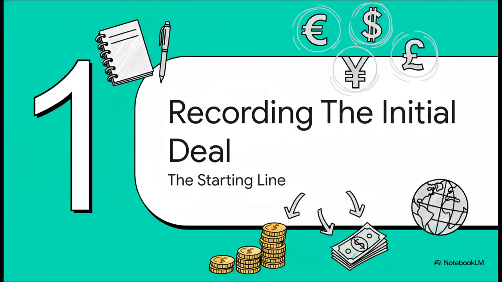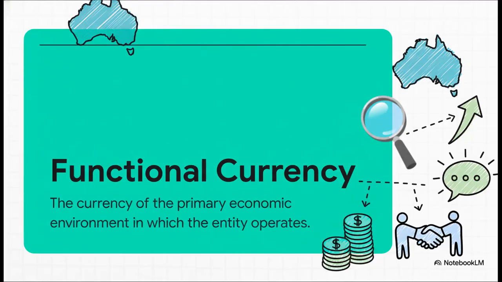All right, so let's start at the beginning. Section 1, recording the initial deal. This is the starting line. Before a single dollar or pound or euro changes hands, a number has to get put on the books. But which number? And in what currency? First up, we've got to understand what a company's functional currency is. Just think of it as its home currency. It's the money it thinks in.